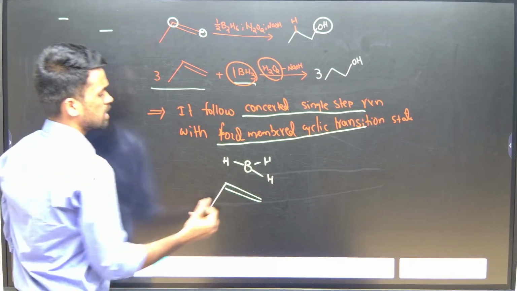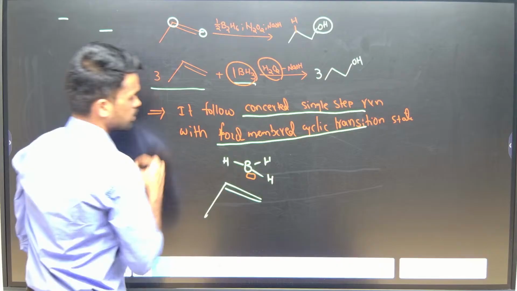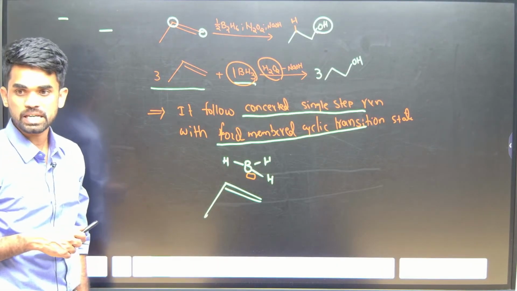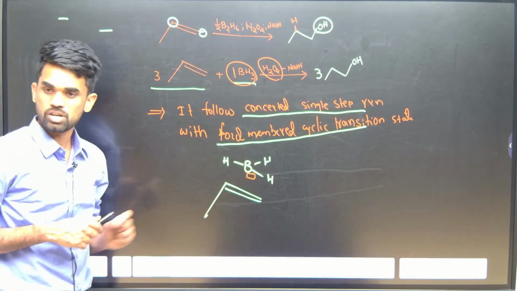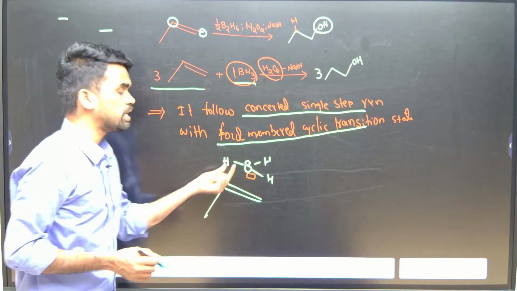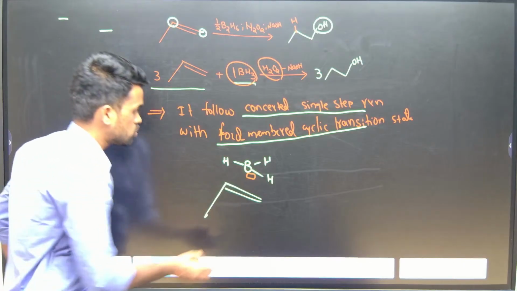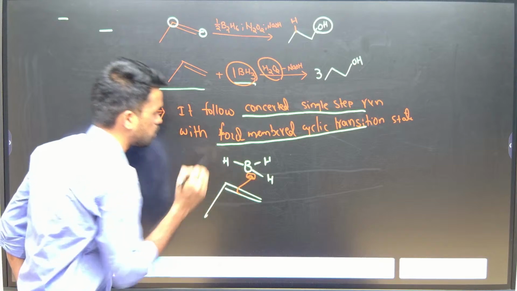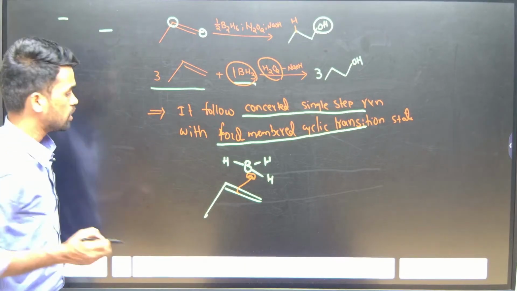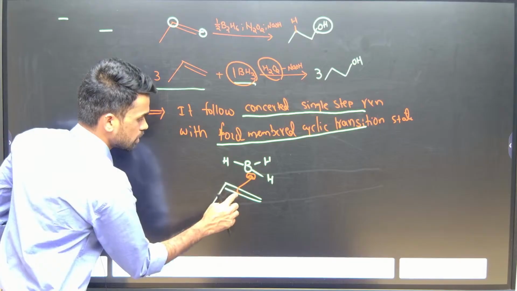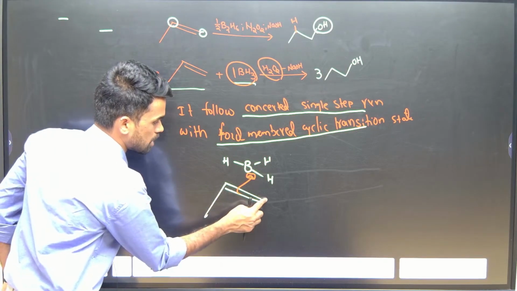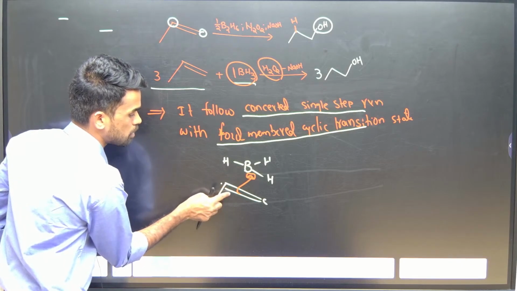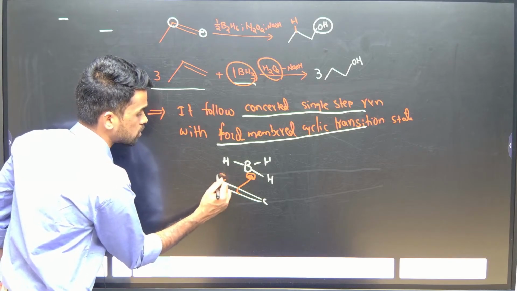If I write like this, we know BH3, borane, is an electron deficient species. It has only 6 electrons, so it is an electrophile. Now it requires someone to give electrons. So the pi electrons, which are loosely bonded in the alkene, shift to the vacant orbital of this boron. When it is shifting, the bond will be formed between this terminal carbon and the boron, so this carbon loses the pi electrons, which means there should be a positive charge on it right now.